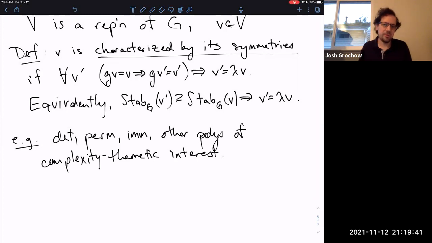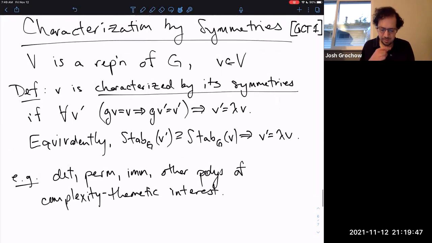And so this example of the determinant really goes back, as I said, to Frobenius. But he didn't have this definition, so he didn't say, "Oh, the determinant is characterized by its symmetries," but he wrote down the theorem.